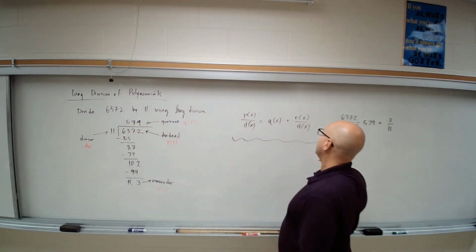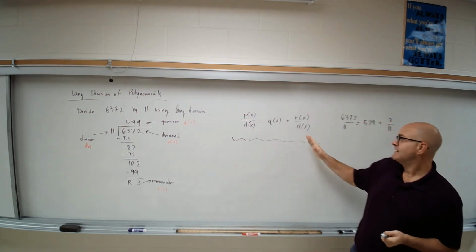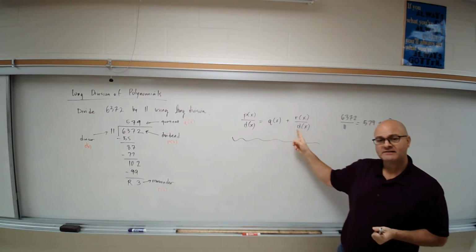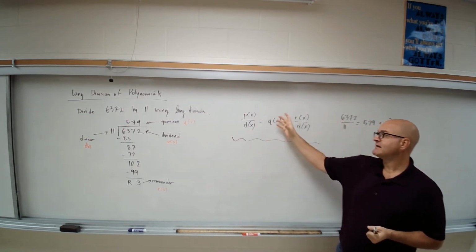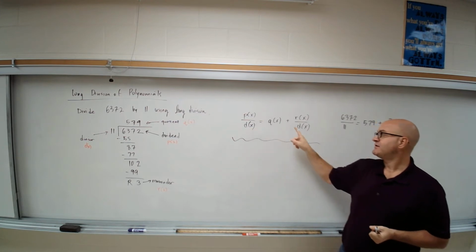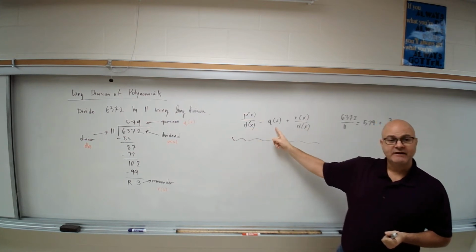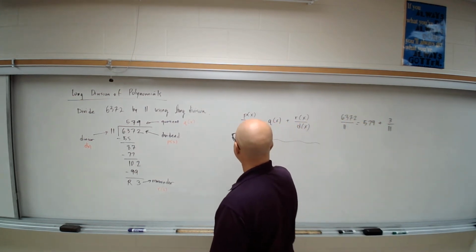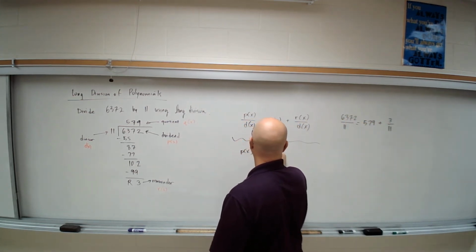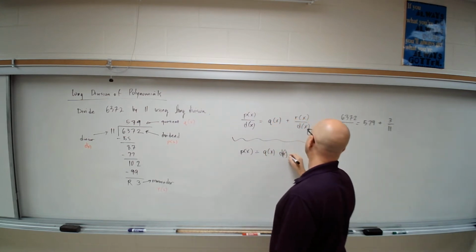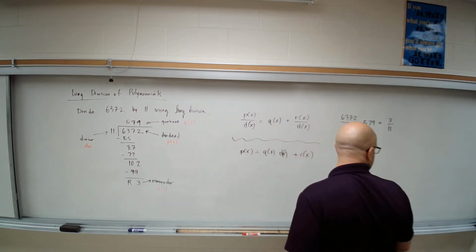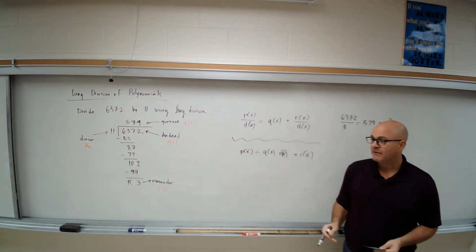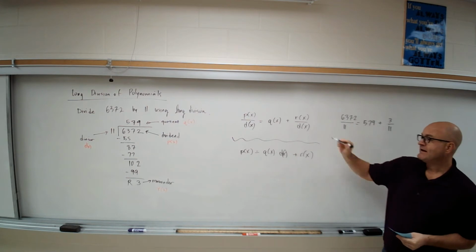Another way though, that kind of gets rid of the fractions, is if you look at this expression, you notice that both of these are being divided by d of x. Right? If we multiply this thing by d of x, these two will cancel, and it'll put a d of x up here. So the other way to look at it would be p of x equals q of x times d of x plus r of x. So again, I just multiplied by d of x to each term.